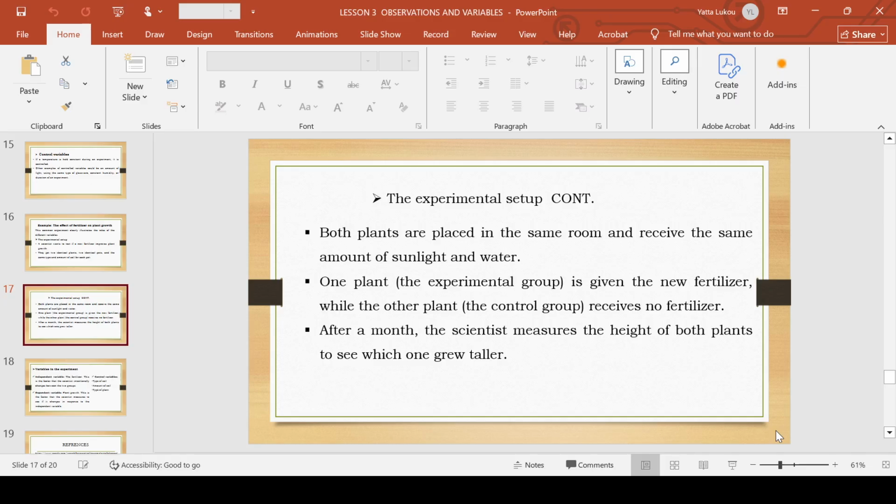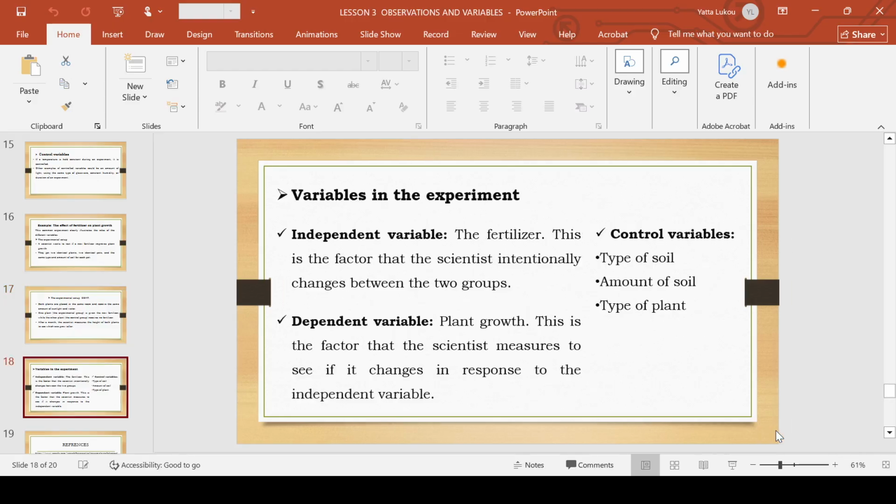However, one plant, that is the experimental group, is given the new fertilizer, while the other plant did not receive the fertilizer. After a month, the scientist measures the height of both plants to see which one grew taller. Therefore, variables in experiments are divided into independent variable and dependent variable. In the experiment that we have just seen, the independent variable is the fertilizer that can influence the growth. Therefore, the dependent variable is the plant growth, whereas control variables are those things which are kept constant for both: type of soil, amount of soil, and type of plant.